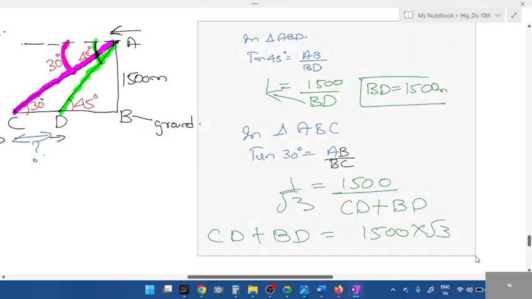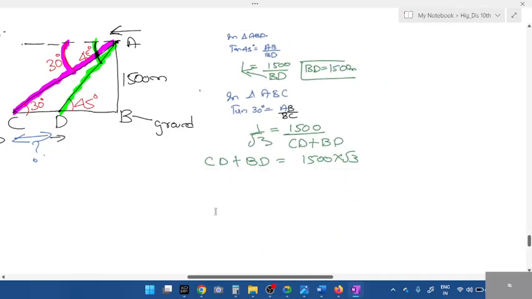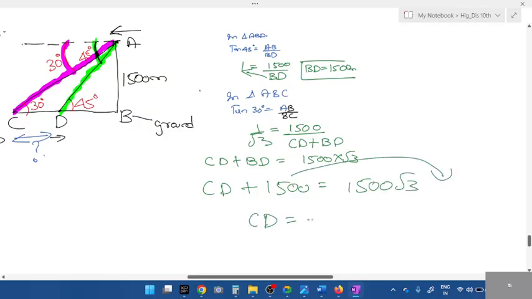What is the BD value we got? BD is 1500. I'll keep CD as it is, plus BD is 1500, equals 1500 root 3. This is shifted to the other side. CD is equal to 1500 root 3 minus 1500.